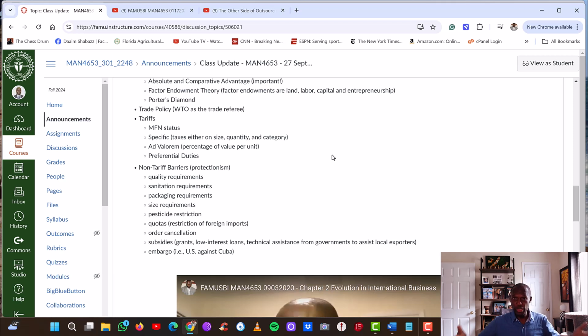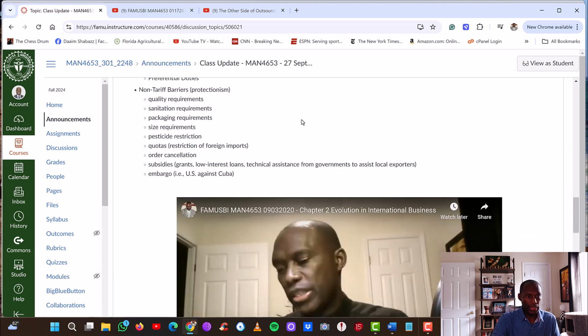You might have a tariff-free situation where it's a free trade zone, and you have most favored nation status and a tax holiday or a tariff-free zone. Or you have preferential duties where your taxes will be lower than another country that doesn't have as close a relationship. Then there are non-tariff barriers, where you have quality requirements, sanitation, packaging size, and pesticide restrictions. All of these are non-tariff barriers, which means you have to undergo some type of inspection, and these can be more frustrating than a tariff barrier.